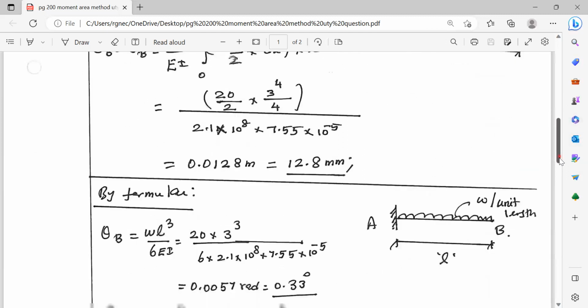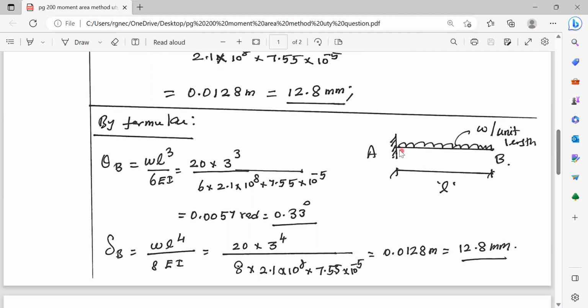And the same thing can be obtained by the formula also. For the uniformly distributed load, slope is equal to WL cubed by 6EI. Upon substitution, you will get this value. And deflection at the free end is WL power 4 by 8EI. Upon substitution, you will get this value. This is by using the formula.